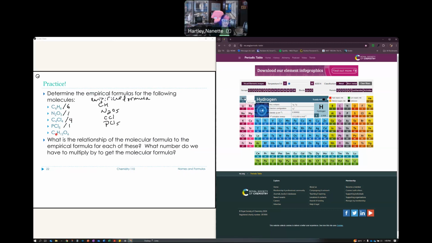All right. Now, looking at C6H12O6, I can divide this by 6. When I do so, I get CH2, and so that's my empirical formula. That's the lowest whole number ratio I can get out of those. And if I multiply this by the factor, by that 6, I get C6H12O6 back.